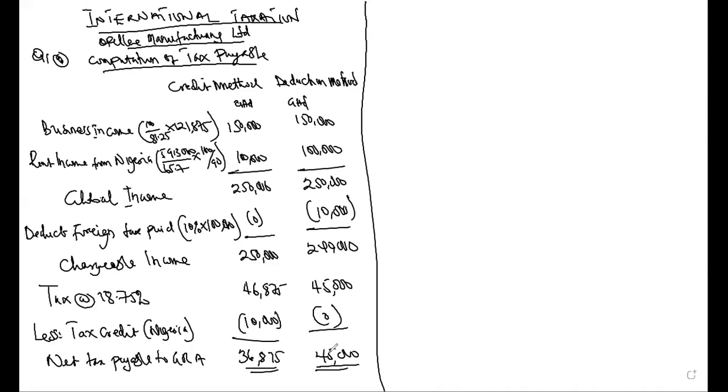Now, under the two methods, which one of them do you think will be favorable to the government? And which one do you think will be favorable to the individual taxpayer? If the government wants to generate more revenue through taxation, which method should they go for?